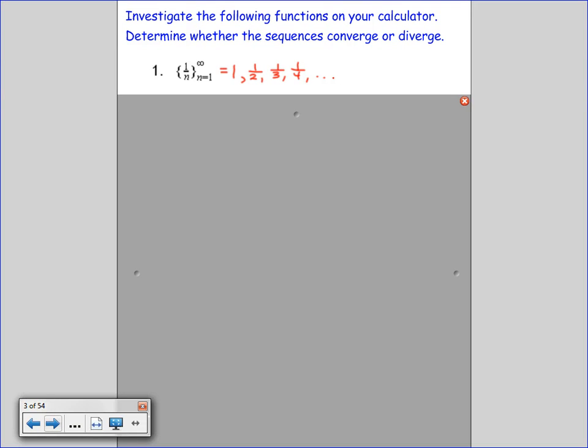What's this one going to be doing? Getting smaller. Getting smaller and smaller and smaller and smaller. Is it bounded by something? No. Infinity. What can it never go beyond? 0, right? So therefore we could say this one is converging and converging to what? 0. Converges to 0.